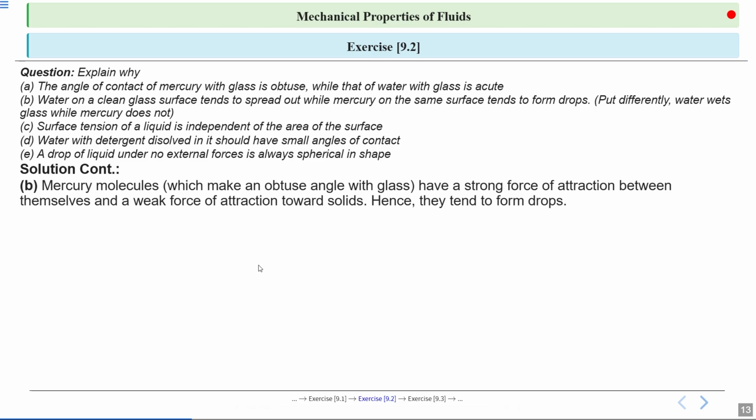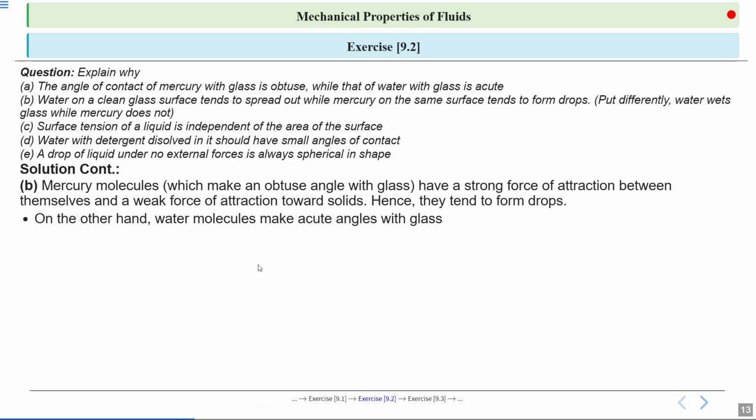Now, part B. Let's start with mercury. Mercury molecules are strongly attracted to each other, but not very attracted to glass. This strong internal attraction causes mercury to pull itself together, forming drops instead of spreading out. That's why the angle of contact between mercury and glass is obtuse, meaning the drop sits up high on the surface.